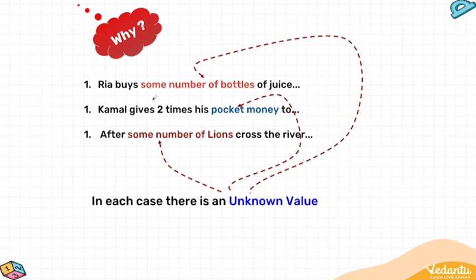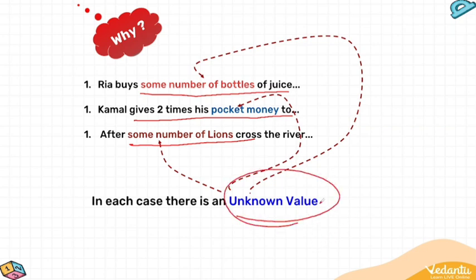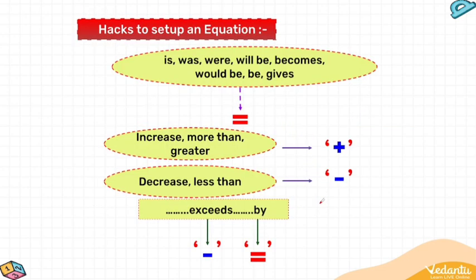Just like here, where Ria buys some number of bottles of juice, Kamal gives 2 times his pocket money. How much pocket money it is, we don't know, but it is 2 times the pocket money. Or some number of lines, some number we don't know, which crossed the river. All these are unknown values. These are called the unknown values.